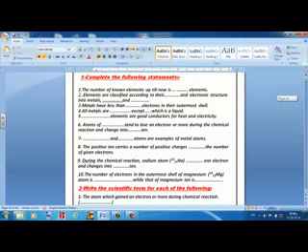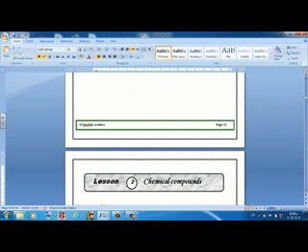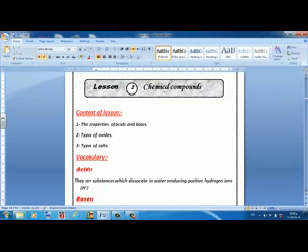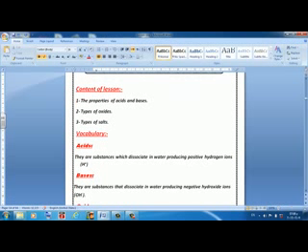Today we will study lesson 2, chemical compounds. The content of the lesson: number 1, the properties of acids and bases; number 2, types of oxides; number 3, types of salts.